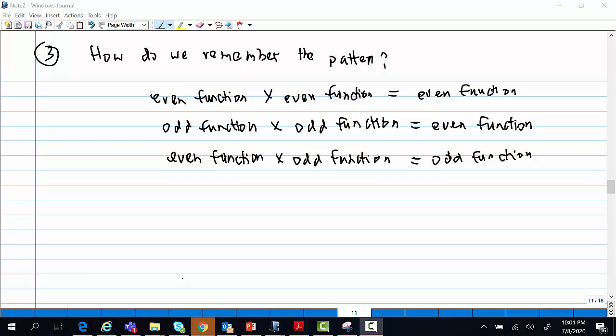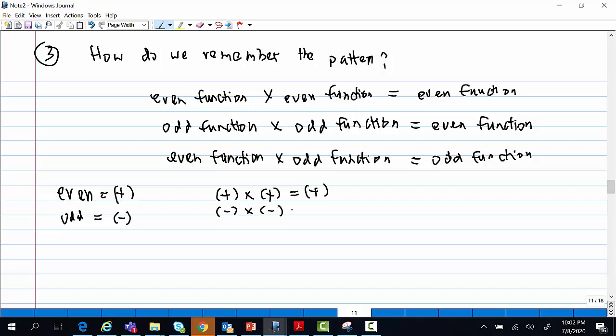So how do we remember this pattern? We can take the intuition for even to be a plus sign, and odd to be a negative sign. Then you have the pattern of positive and positive, you get positive: even function times even function is an even function. And negative is an odd function, times an odd function again, you get positive, an even function. And then, if you have an even function times an odd function, you get an odd function, which is negative again. This is how we can remember the pattern of even function or odd function.